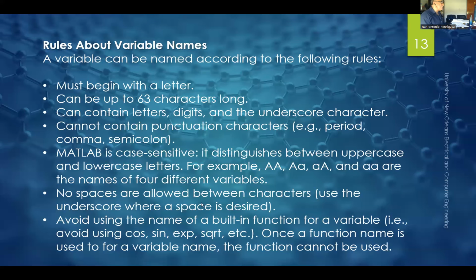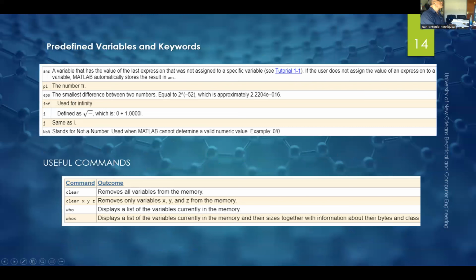There are no spaces between characters. You can always use the underscore. And of course, you avoid, as much as possible, using the built-in functions as a variable. Once a function name is used for a variable name, the function cannot be used. So in some instances, you get an error. In some instances, you won't get an error. But you just got to be careful of what's already built in. For example, pi, you don't want to use that as your own variable name for obvious reasons. So just be aware of that.